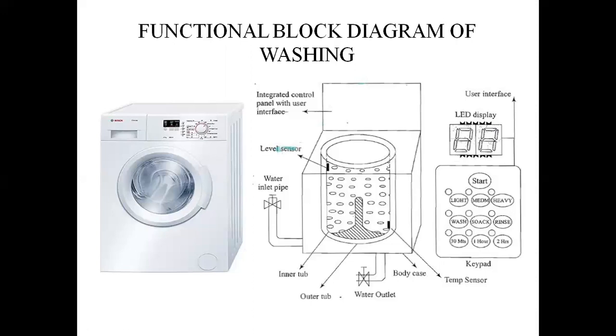So here the washing machine comes in two models: one is top loading and the other is front loading. So in top loading models, the agitator, this one on top is a top loading and this one will be a front loading.